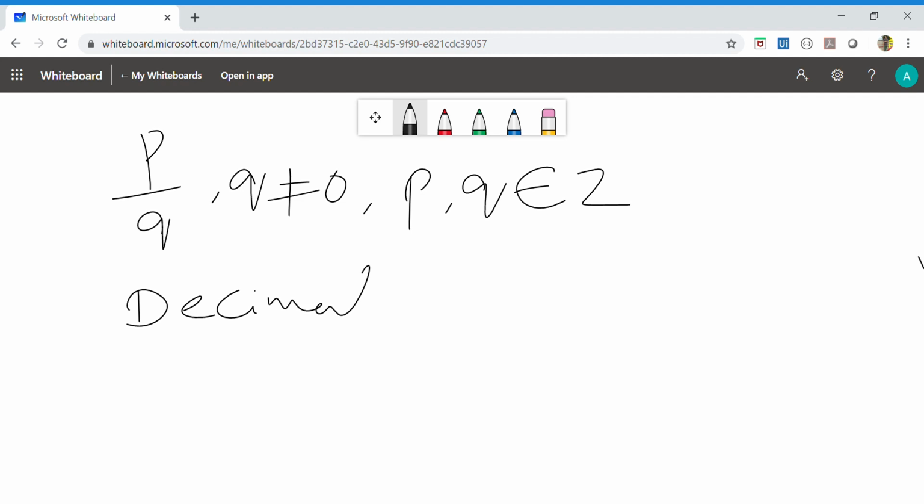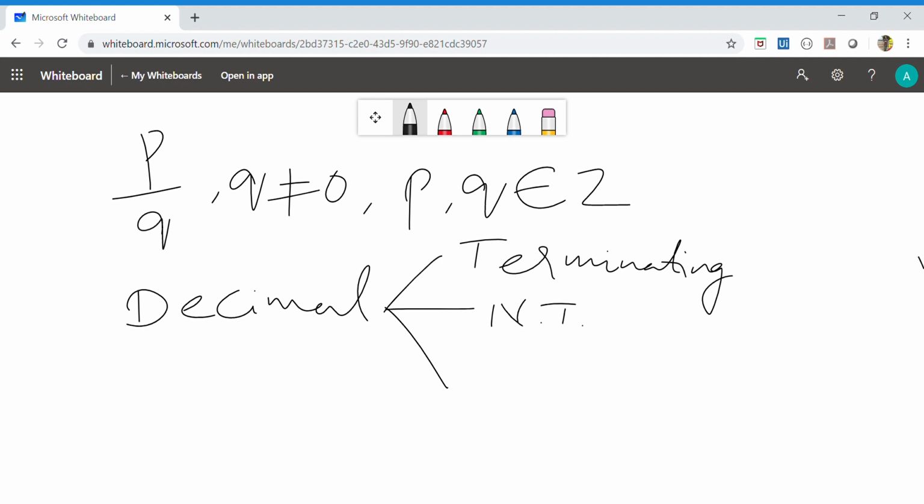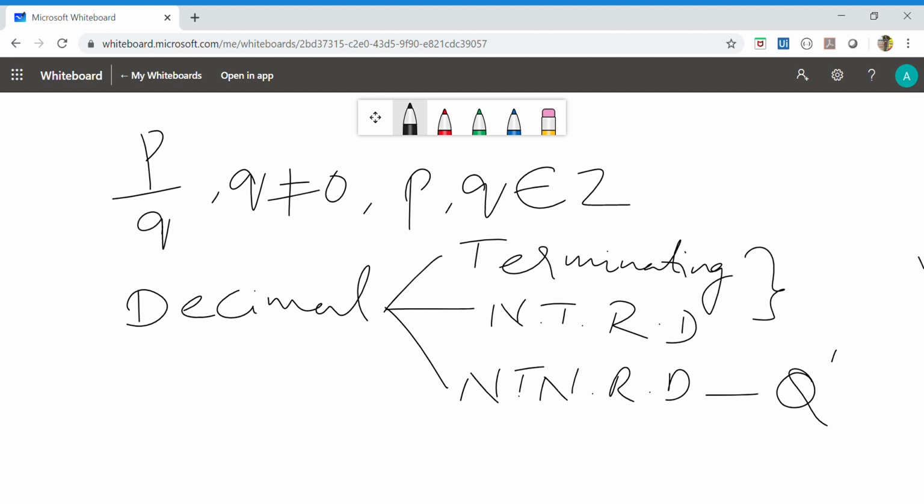Actually decimals are of three types: terminating, non-terminating repeating decimals, and non-terminating non-repeating decimals. But these are considered as irrational numbers. We are not discussing that. And these terminating and non-terminating repeating decimals become rational numbers.